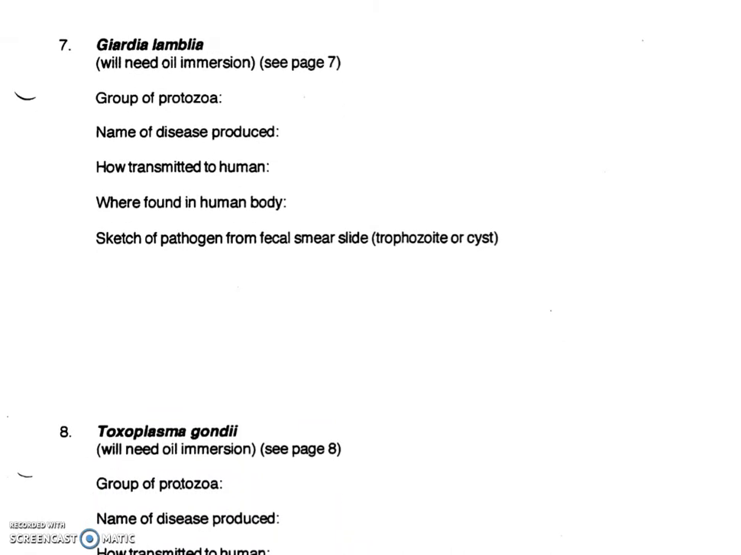Giardia lamblia, this one causes giardiasis, and is also part of pathogen group number 4. Be sure to take a look at what the trophozoite and the cyst look like. I'm sure you'll find much better pictures online than I would be able to provide for you in our dry lab that we have at MtSAC.